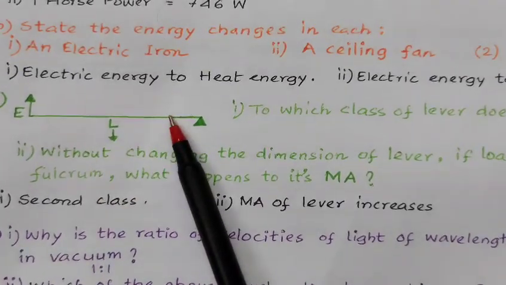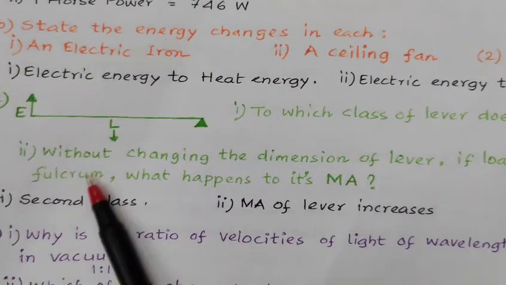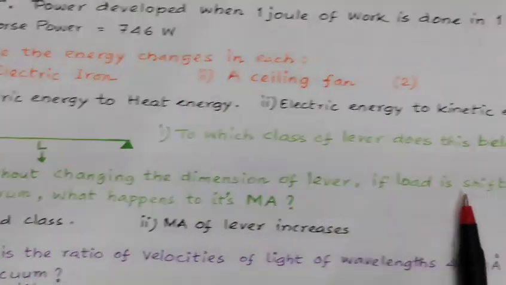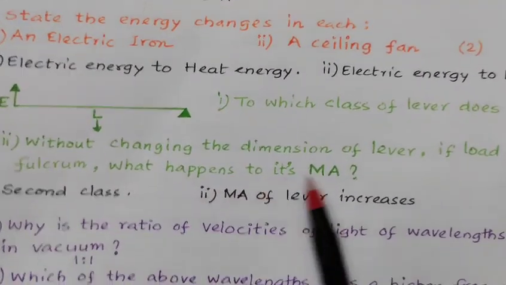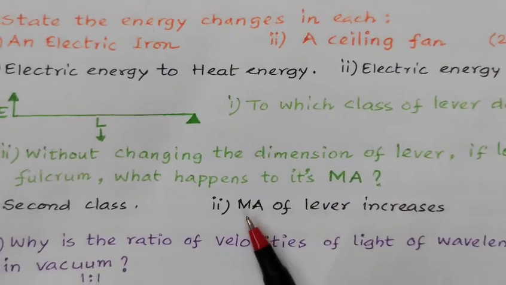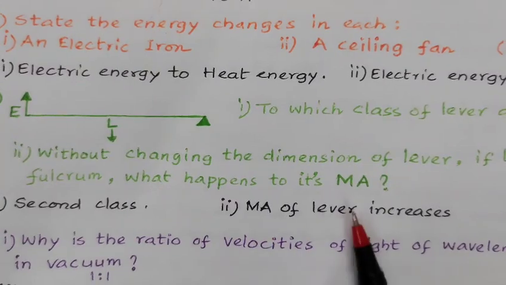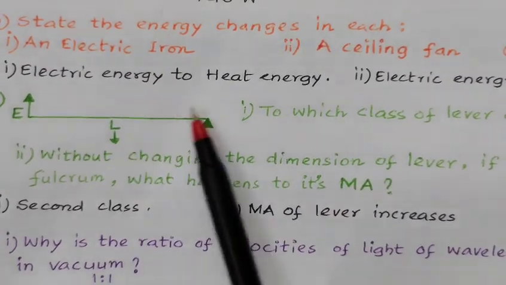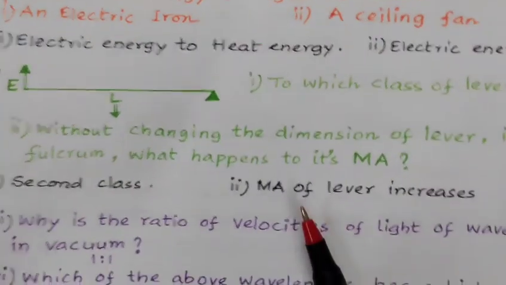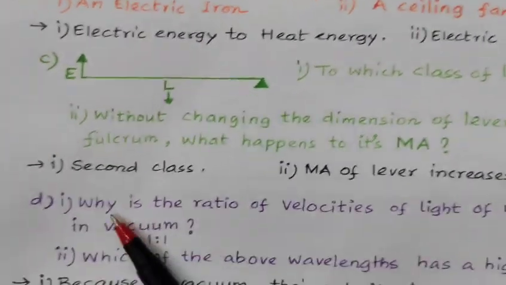Without changing the dimension of the lever, if the load is shifted towards the fulcrum, that means the load arm decreases. If load is shifted towards the fulcrum, what happens to its mechanical advantage? We know that mechanical advantage is equal to effort arm by load arm. So effort arm increases, load arm decreases. That means mechanical advantage increases.